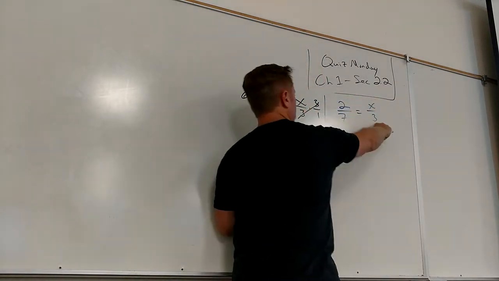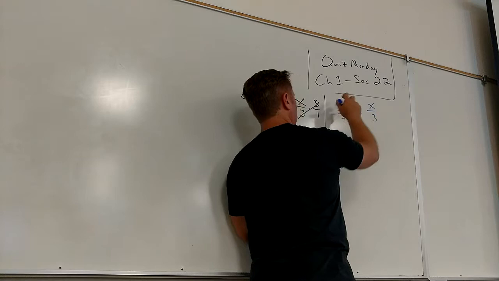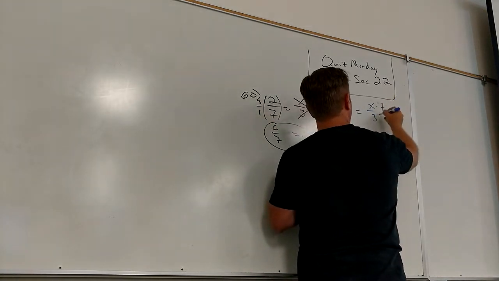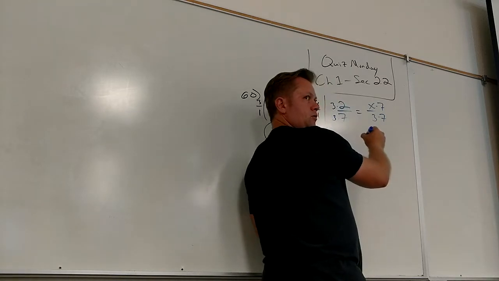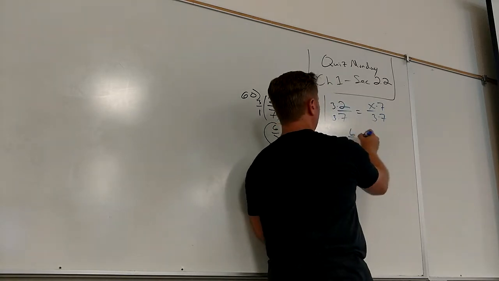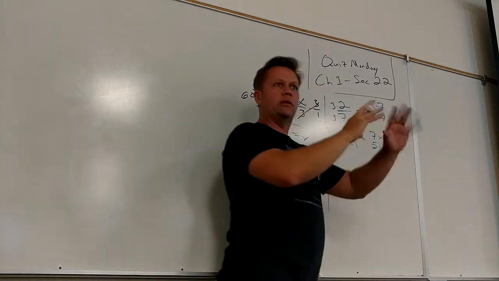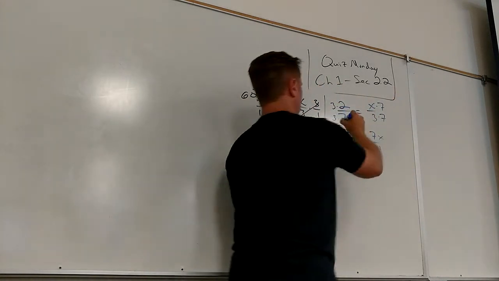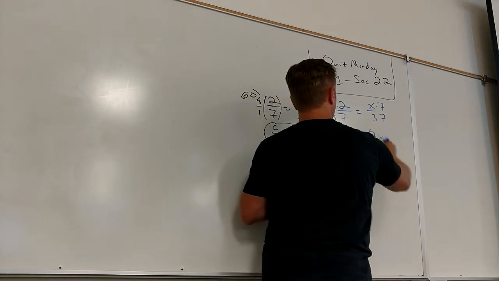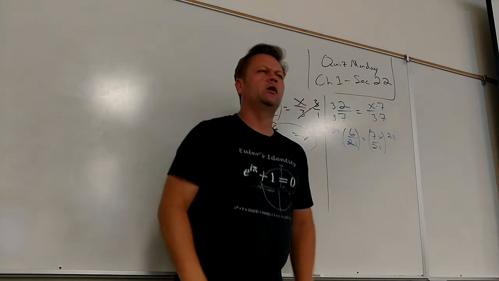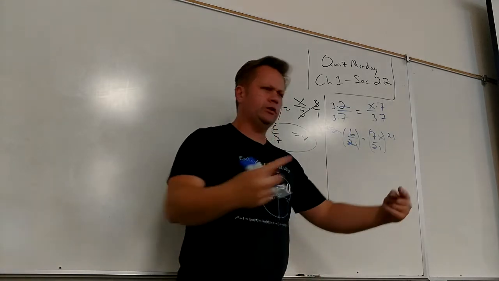What's this guy need? What's the LCD going to be? So he needs 3, and he needs 7. Cool. So then I get 6 over 21 equals 7x over 21. So can't I multiply by 21 then? And I know, every time I do this, I can just feel somebody out there going, why is he doing all this? You just have to multiply.